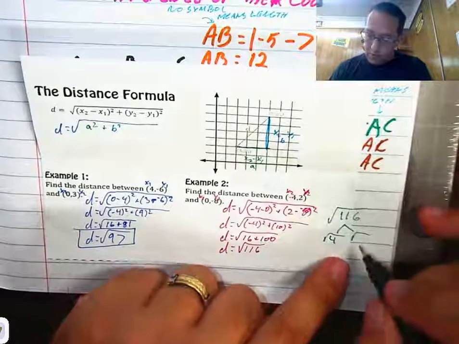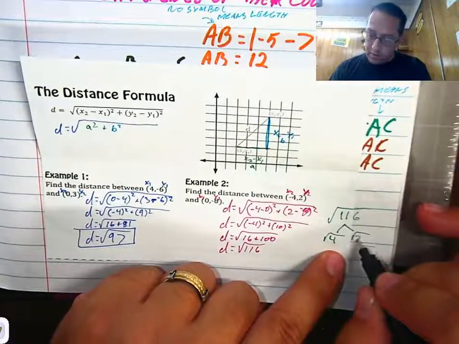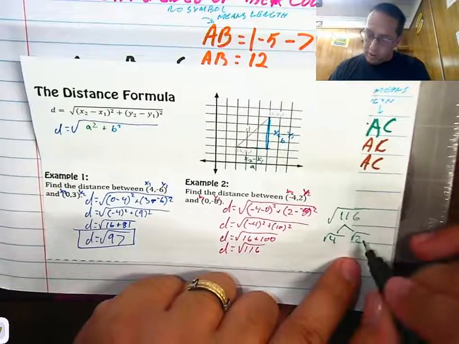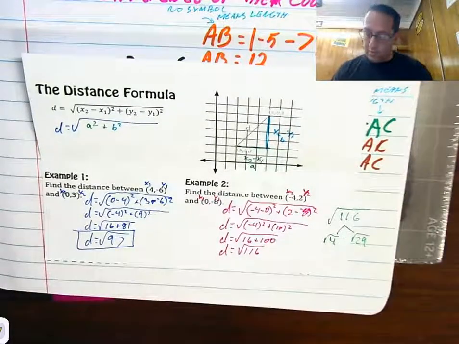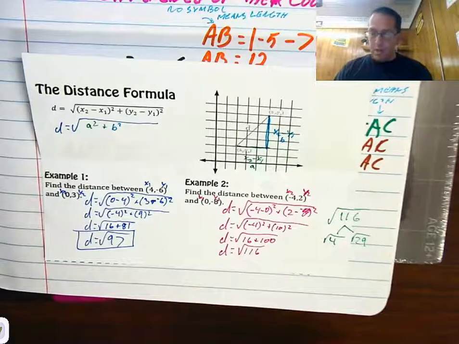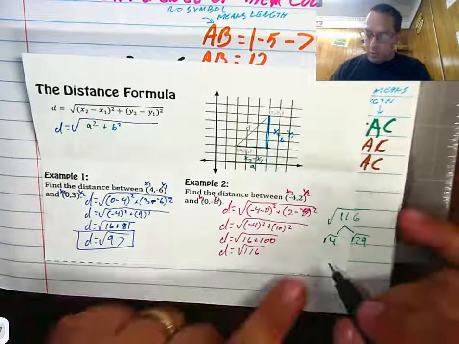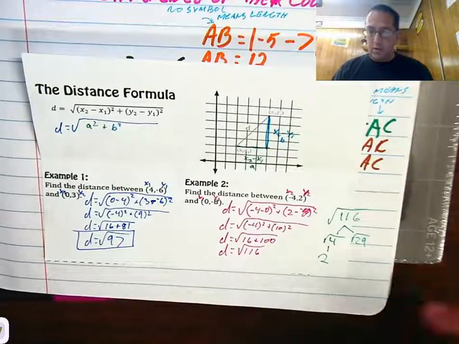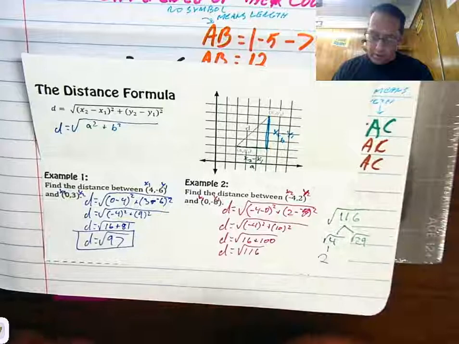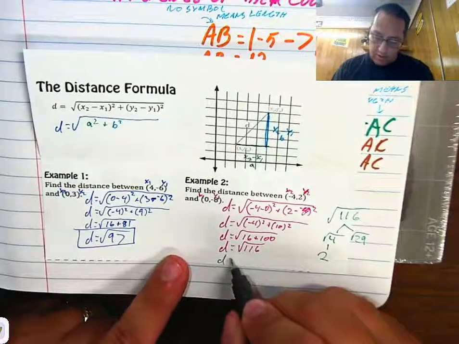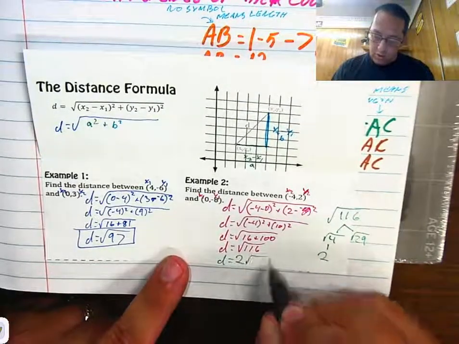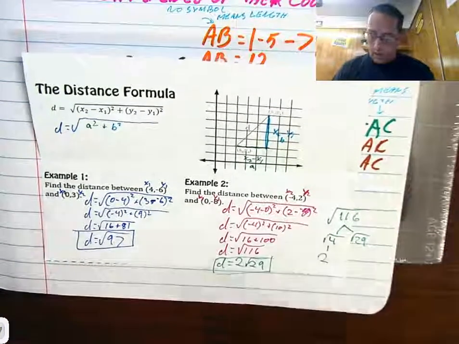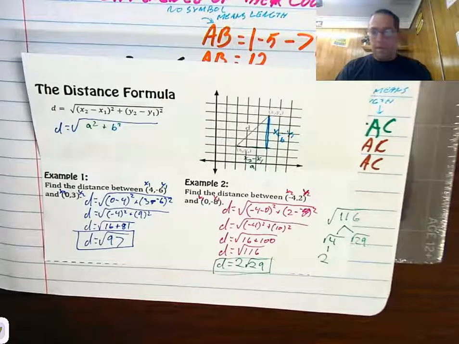So 4 goes into 1, it doesn't. 4 goes into 11 twice, leaving me 3. And so I've got 36, 4 goes into 36 9 times. So 4 and 29. So let's see, 4 is a perfect square, so the square root of 4 is 2, out from under the square root. 29 is prime, so that's done. So that means my answer is going to be 2 square roots of 29. And there it is, simplified.